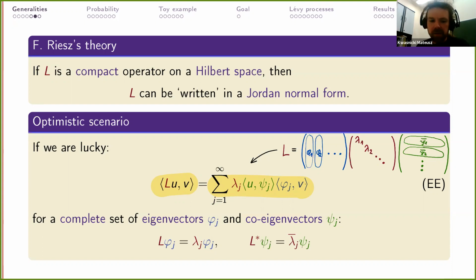Well, here we need a lot of luck because it turns out that there are two problems. Problem number one is the existence of phi j and psi j. So we need to assume that these eigenvectors indeed exist, are non-generalized eigenvectors. Problem number two, which is even more severe in some sense, is convergence.